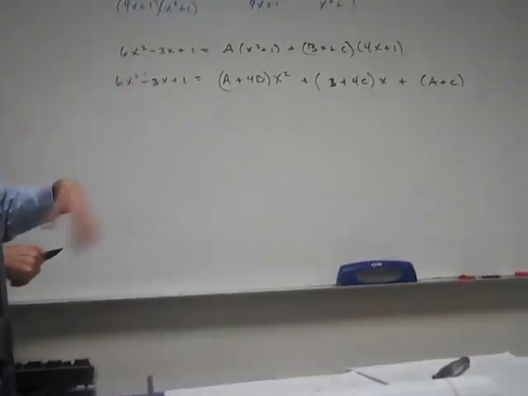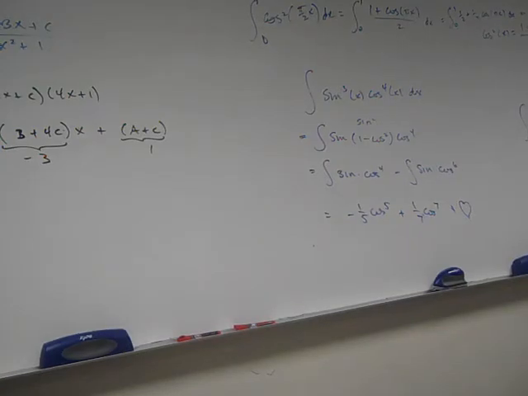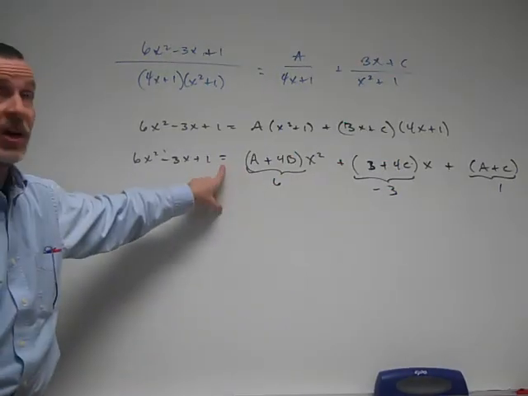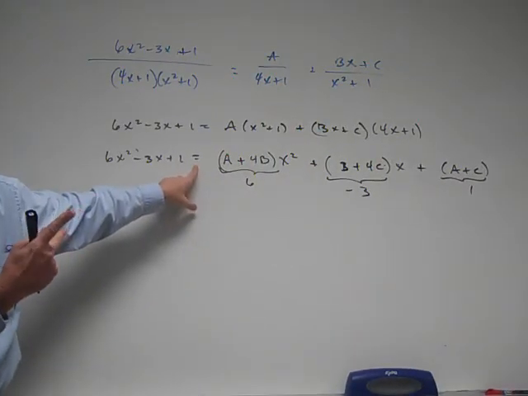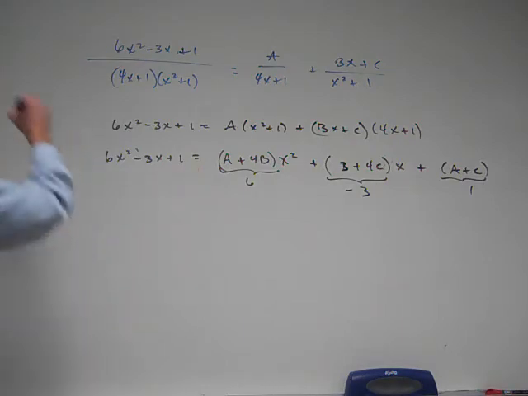You with me? You can just FOIL all that out and combine them if you want, but you guys are watching me, so. That has to be 6, that has to be -3, and that has to be 1. Why? Because I got a parabola on this side, and I have a parabola on this side, and this equal sign says they're the same parabola. You can't have two parabolas that have different coefficients.